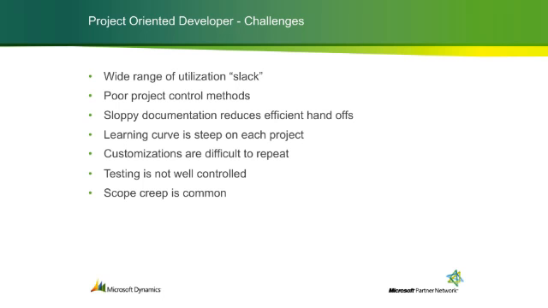Generally, we have poor project control methods, which again allow projects to spin out of control, creep in scope, and introduce risk at places that impact profitability dramatically. Sloppy documentation reduces these handoffs between analyst and programmer, between programmer and tester, between end user and the partner.